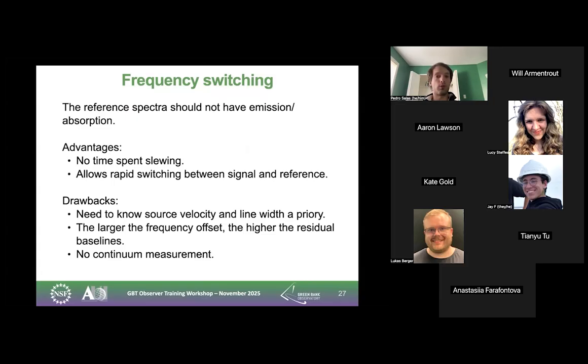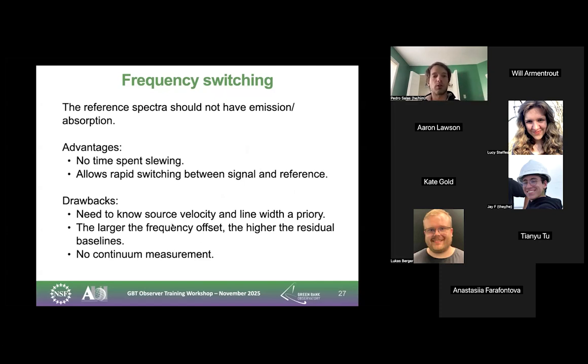Advantages, you don't have to move the telescope, right? You're just switching in frequency, so you're always getting signal. That's good. It's pretty fast, right? Because you're only doing electronic switching, so you can flicker this thing pretty fast. I forget what's the limitation there.